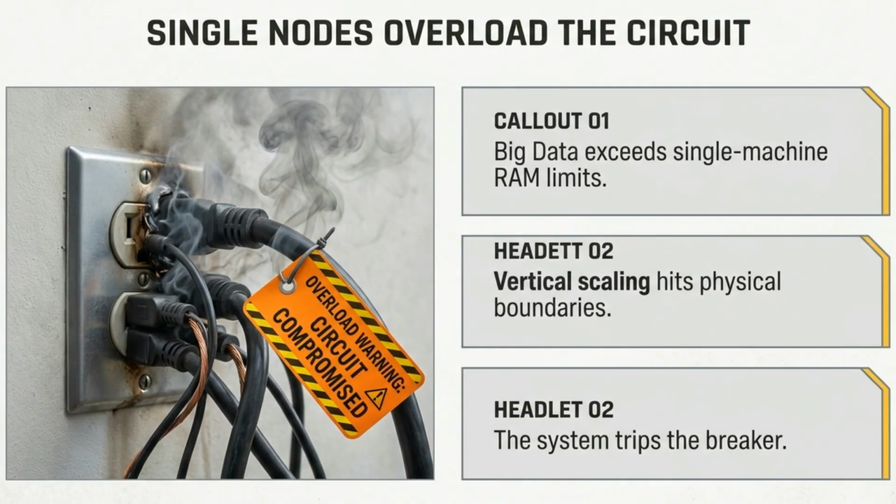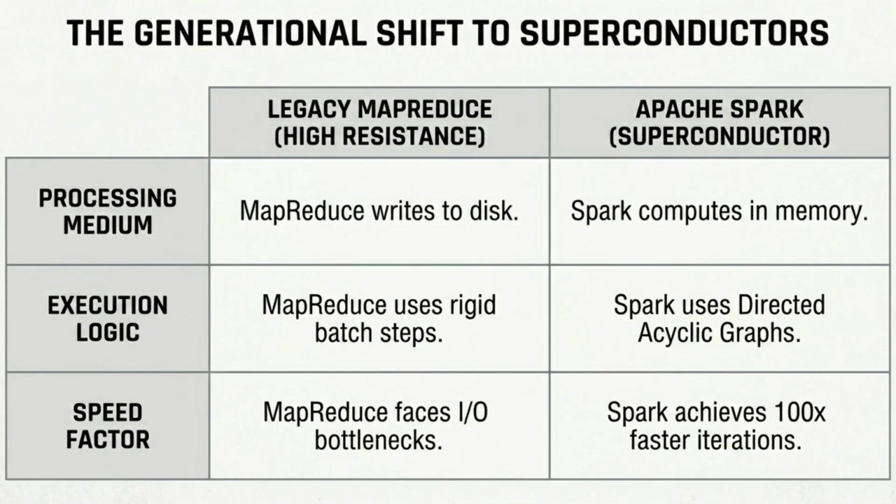When dealing with big data, single nodes often overload. As datasets exceed RAM limits and vertical scaling reaches its physical boundaries, the system eventually trips the breaker, signaling a need for distributed architecture. We are seeing a generational shift to high-performance processing.